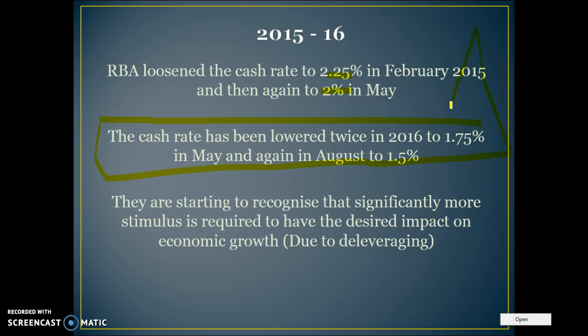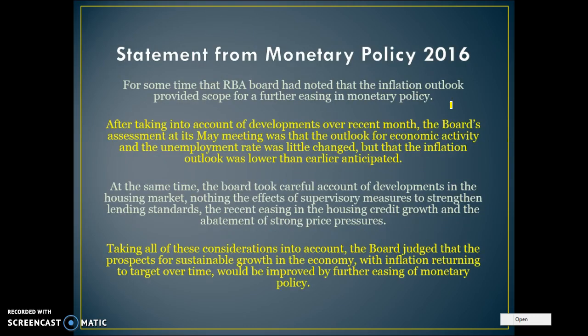So this deleveraging effect, these high levels of household debt, meant that they had to be more expansionary with their monetary policy setting. Okay, so if you look at the statement, for some time the RBA has noted that the inflation outlook provided scope for a further easing, e.g. inflation is not a problem, so let's decrease interest rates. After taking into account the developments over recent months, the board recognised that we can become more expansionary.